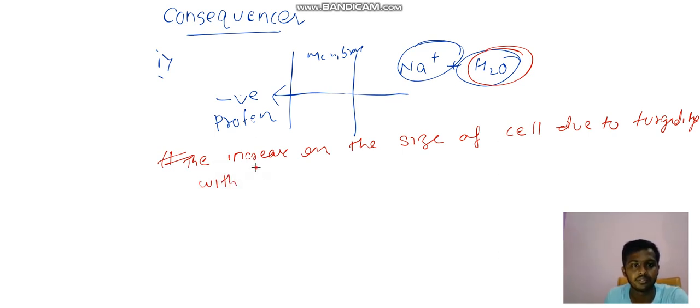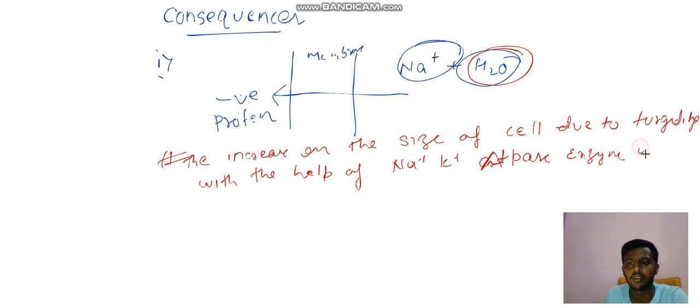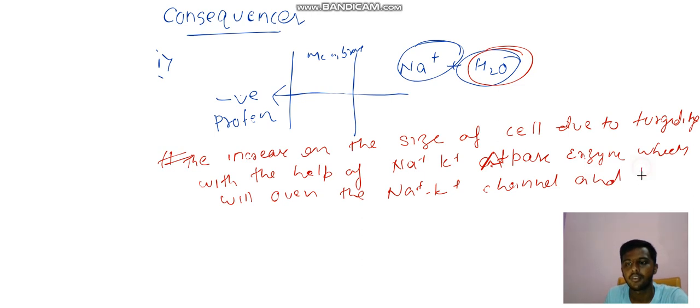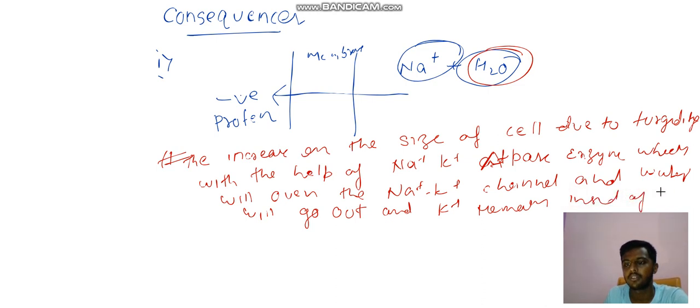With the help of sodium potassium ATPase, an enzyme, which will open the sodium potassium channel, water will go out and potassium remains inside of the cell.